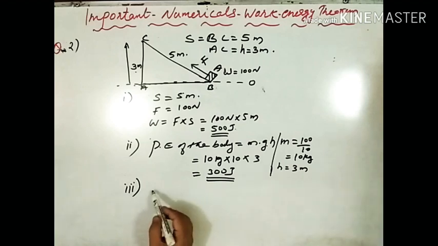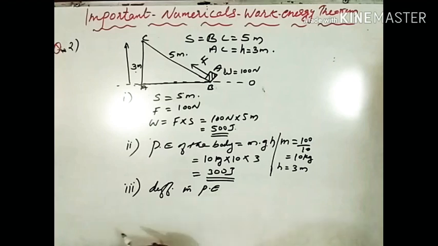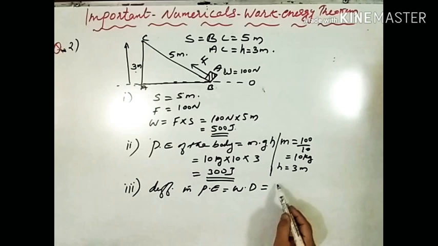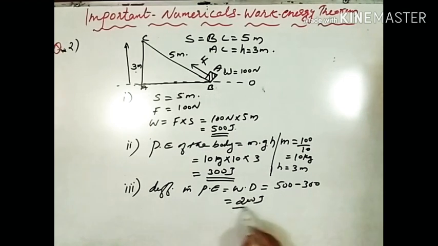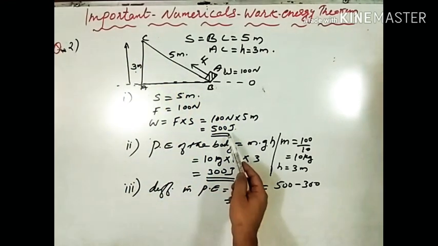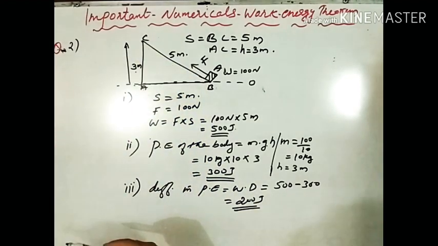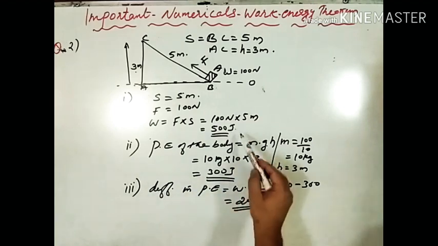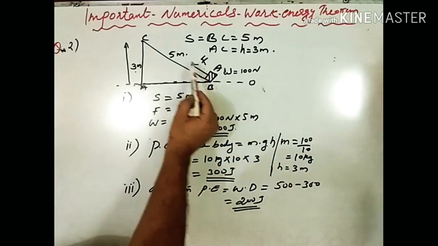So what is the difference? The difference in work done is equal to the difference in PE, that is 500 minus 300, which is equal to 200 joule. While pulling this block along the inclined surface, it is 500 joule; when you are directly lifting it up, it is 300 joule. So 200 joule is used up in doing work against the force of friction.